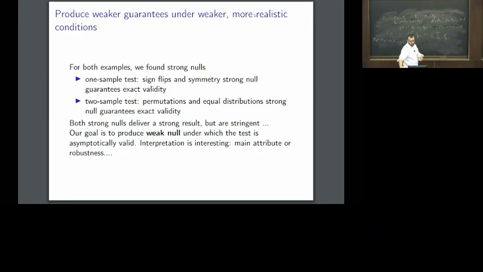Okay, so for both examples, we found our strong nulls. For the one sample test, it's sign flips, and symmetry is the strong null. For the two sample test, we use permutations, and equality of distribution is the strong null. So both strong nulls deliver a very strong result, but they're stringent. And so we also want to get in the business of producing a weaker null that's going to ask less, but that's going to give a little bit less. It's going to give asymptotic validity of these tests, and we can think of that as, in a sense, a robust backup: if the strong null doesn't hold, at least if the weak null holds and the data is large enough, then you're going to get validity.